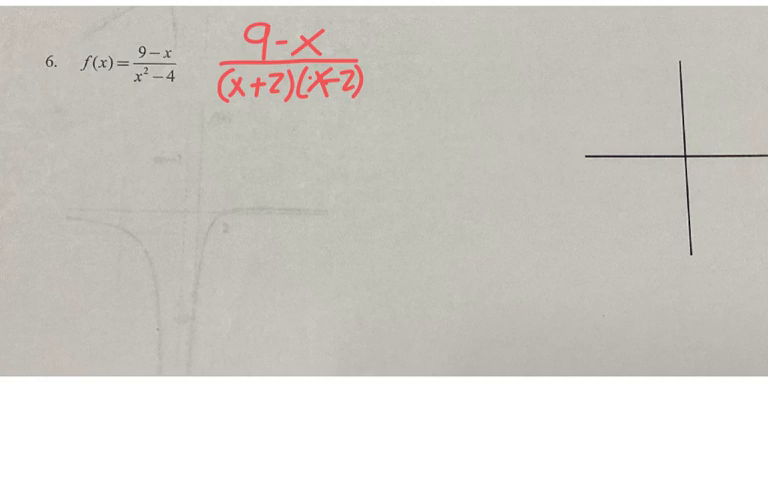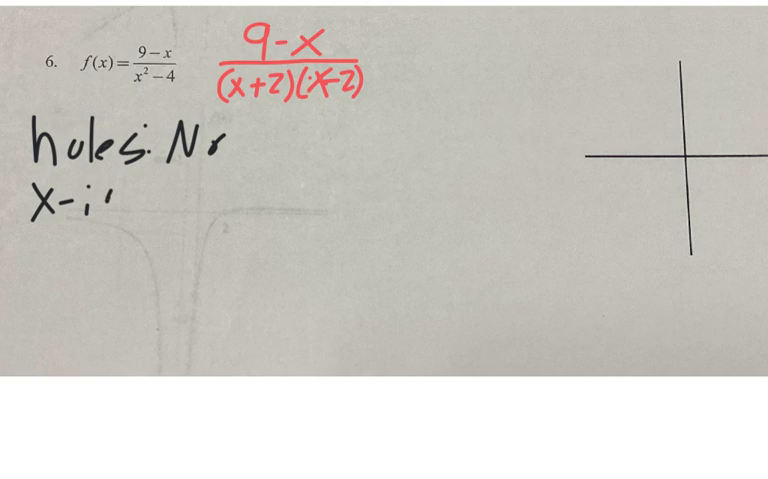Now I have factored form, and I have standard form. So I can first identify my holes. Do I have any common factors? No. No holes. X-intercept occurs when the numerator is 0. If I solve the numerator, I get x equals 9. So that's at (9, 0).